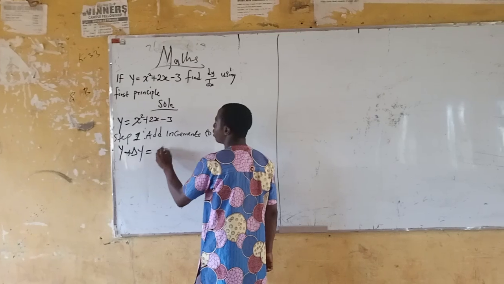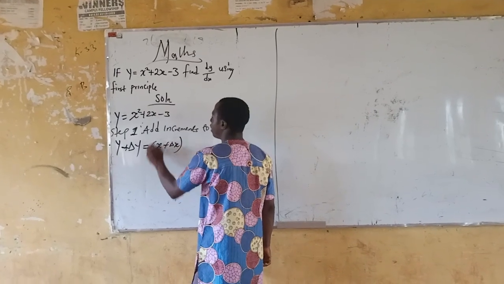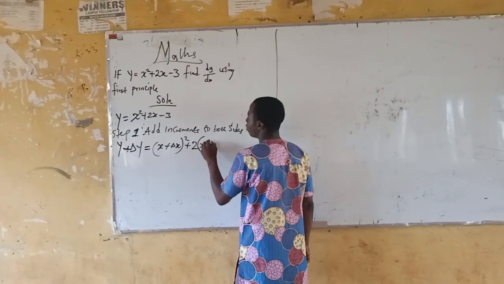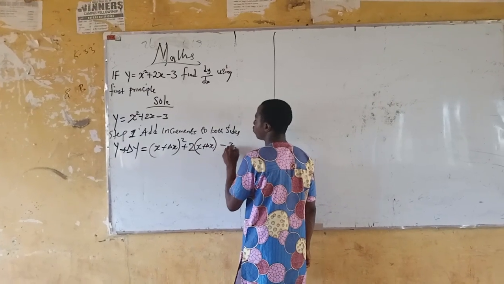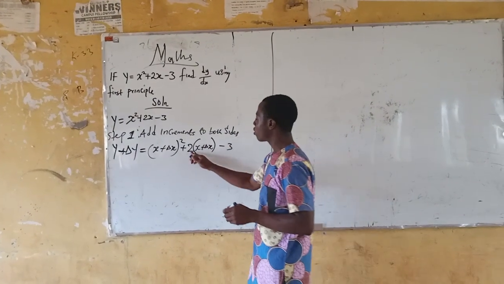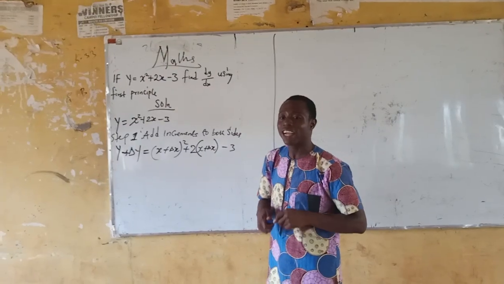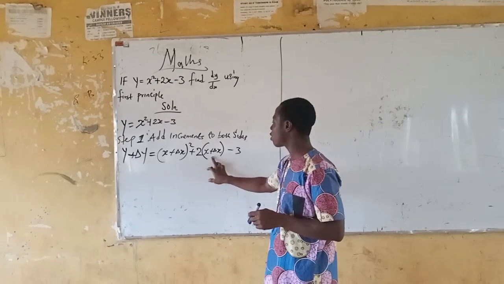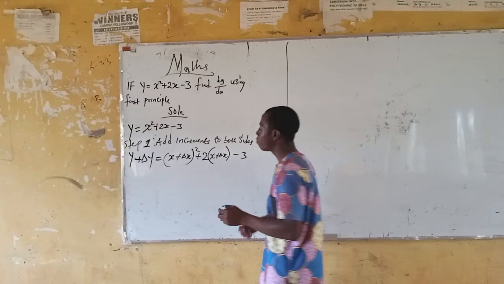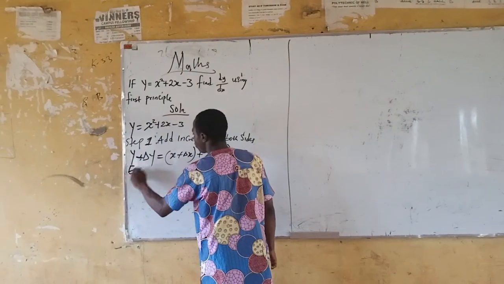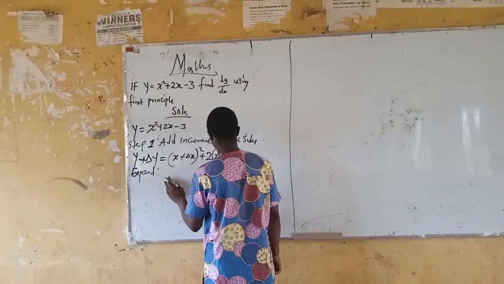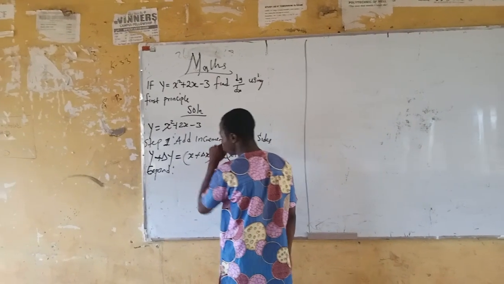The increment of x is x plus δx. But the x is carrying the square, plus 2 times (x plus δx) minus 3. Why are we separating it? Because we're adding δx to x and not δx to 2x. So we have to separate it to make it known. So expand. For clarity's sake, I'm going to break it step by step.